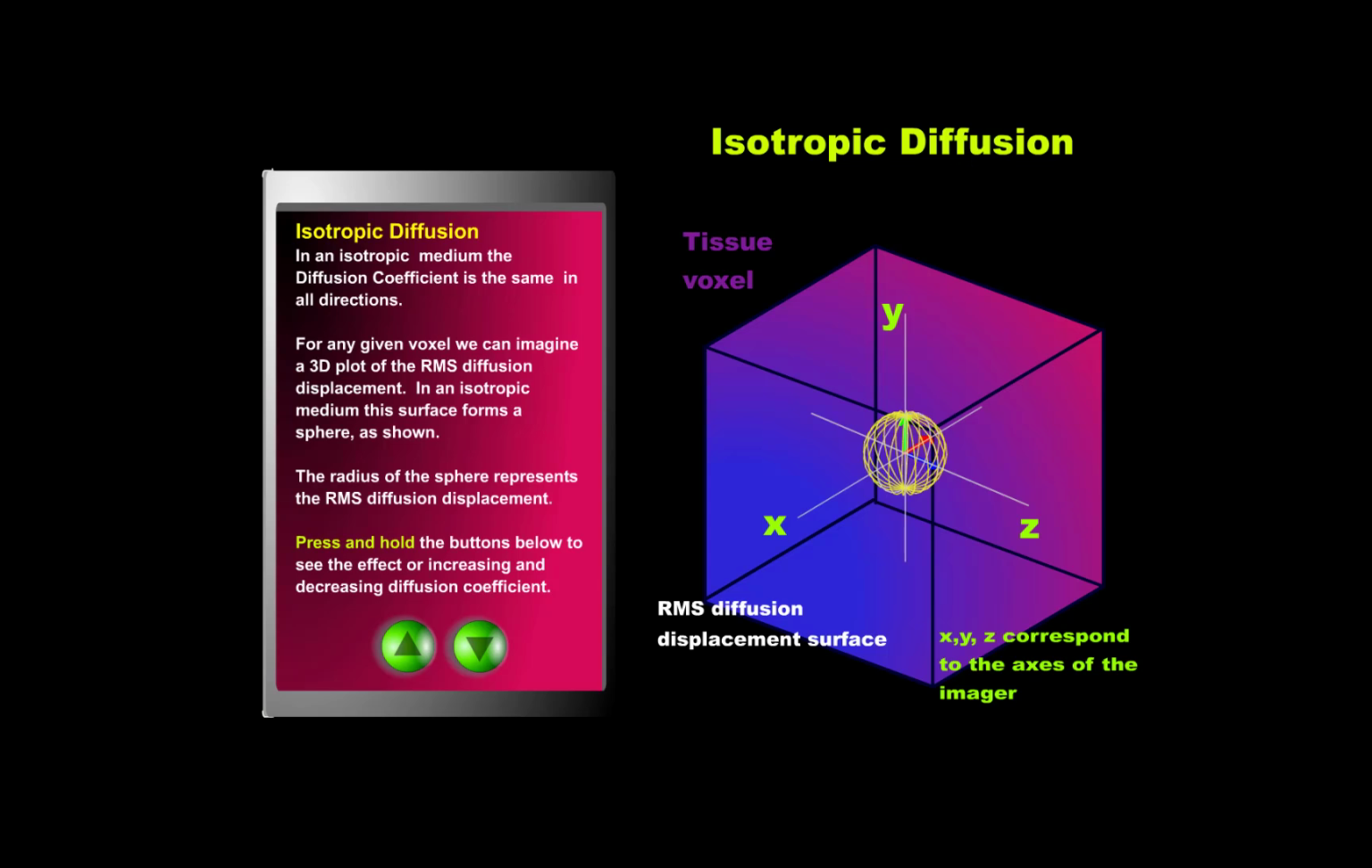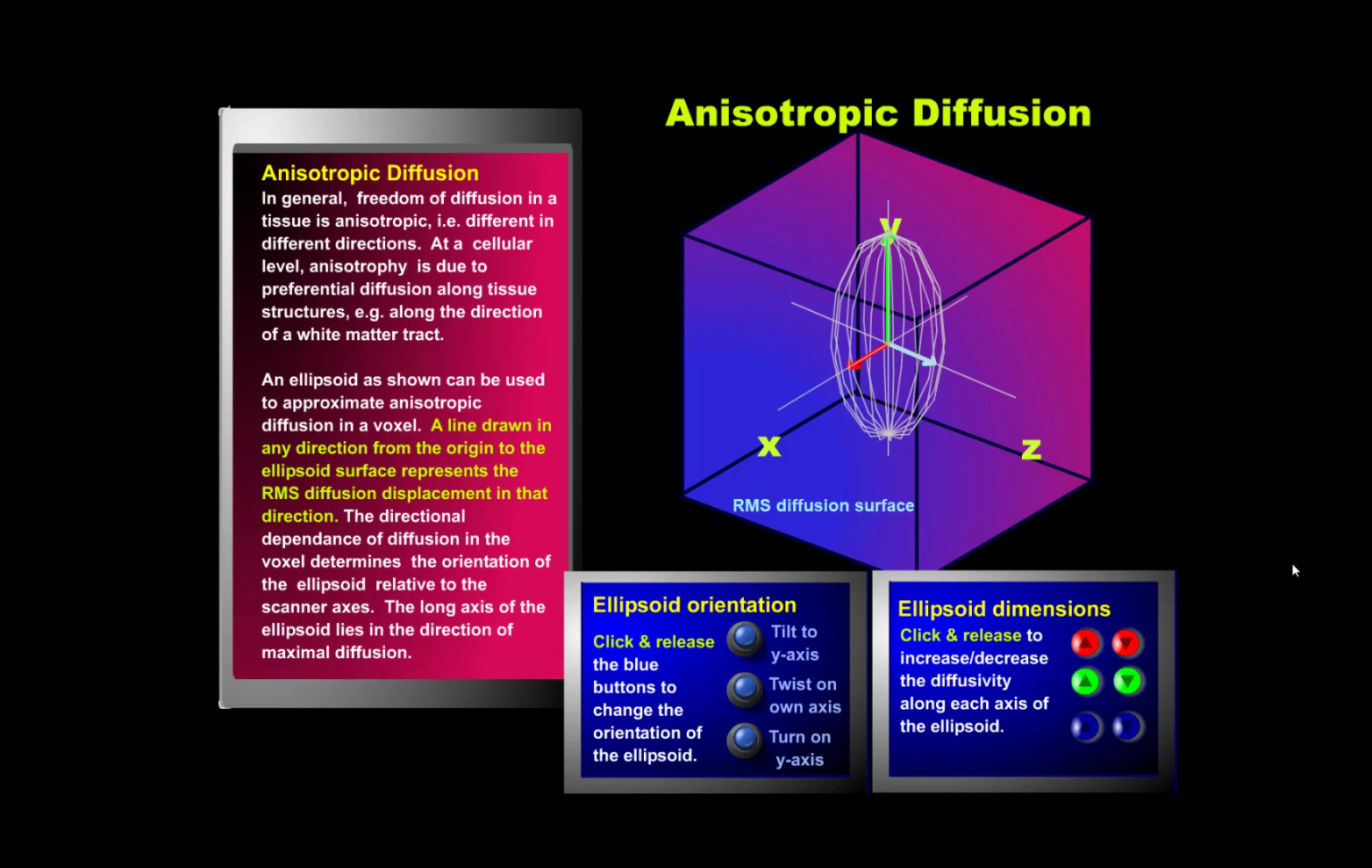So for any given direction, if we were to plot the root mean square displacement, that plot would show the surface of a sphere. So there's no directional element involved. If the tissue shows more diffusion, it's simply that the radius of that notional sphere is larger. And if the diffusion is lower, it just means that radius is smaller. That's all. But in general, in any given tissue voxel, you may have a preferential direction of diffusion.